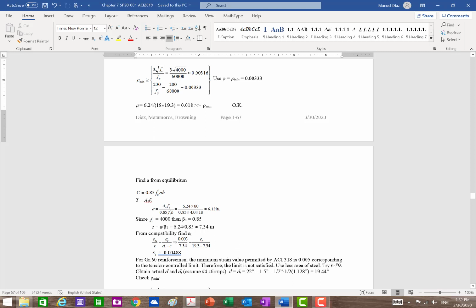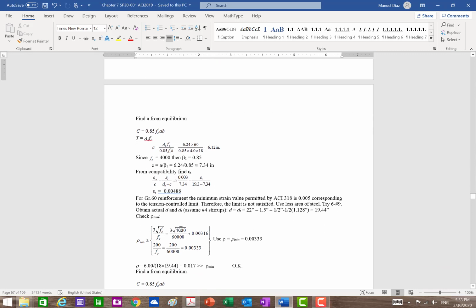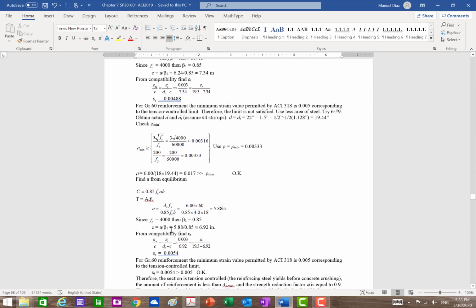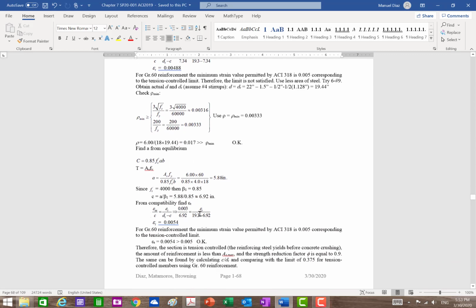So what I'm going to do is, instead of using the 4 number 11s, I'm going to use the 6 number 9s. And now my D goes a little bit higher, from 19.3 to 19.44. Then again, check my minimum, check my A, check my epsilon T. I got an epsilon T now that is bigger than 0.005.